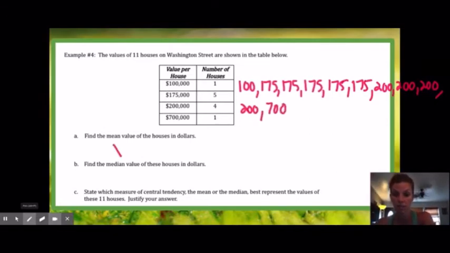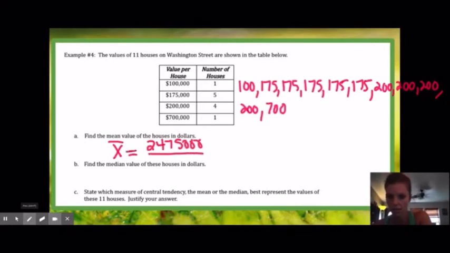Part A wants us to find the mean. To find the mean, we add them all up, divide by the numbers there. So I'm gonna do the 100,000 plus 175,000 plus 175,000. What would be quicker than me doing 175,000 5 times? 175,000 times 5, right? Plus how many 200,000s? There's 4 of them. So I can do 200,000 times 4 plus 700. Just make sure I didn't put 2 million. Okay, so I got 2, 4, 7, 5, 1, 2, 3.